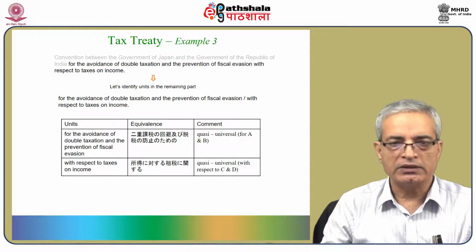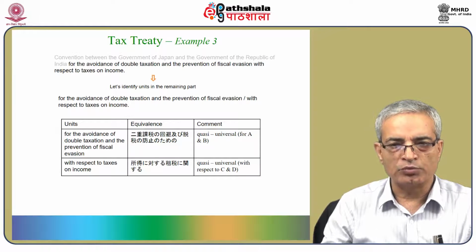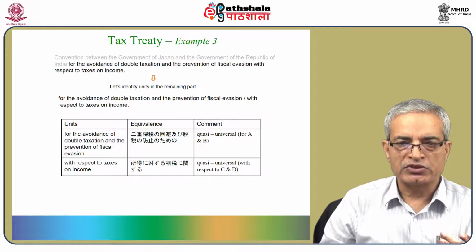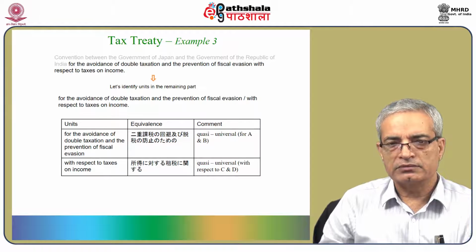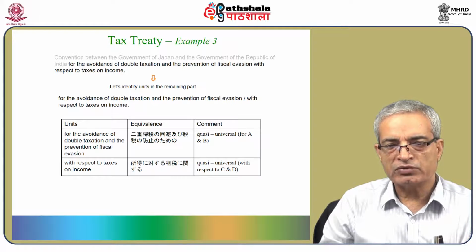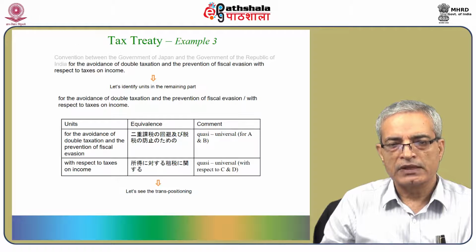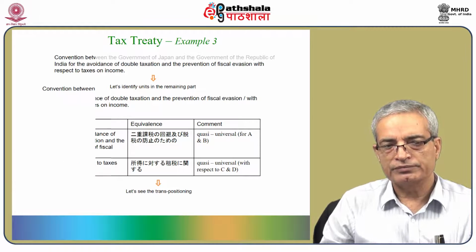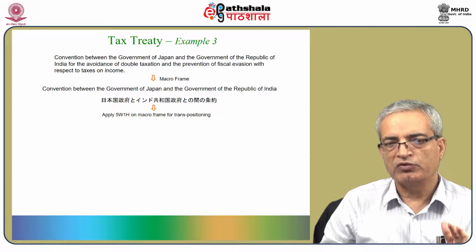Now put for A niju kaze no kaihi, and is oyobi. The second was prevention of fiscal evasion, that's datsuze no boshi. With respect to taxes on income, so shotoku ni taisuru soze ni kansuru. This is also a quasi universal unit with respect to C and D. Let's do the transpositioning now. This was the macro frame. Let's put the 5W1H to join the micro frames.